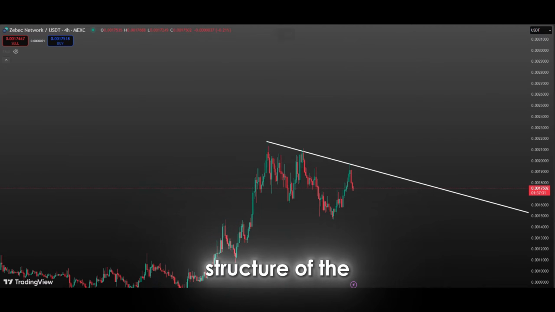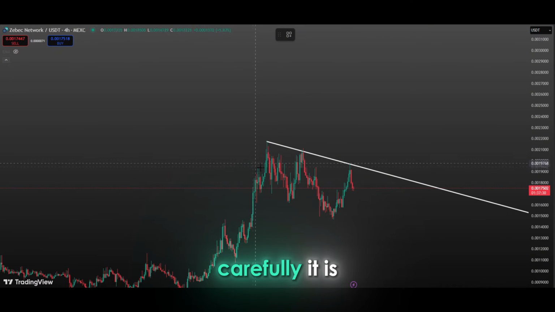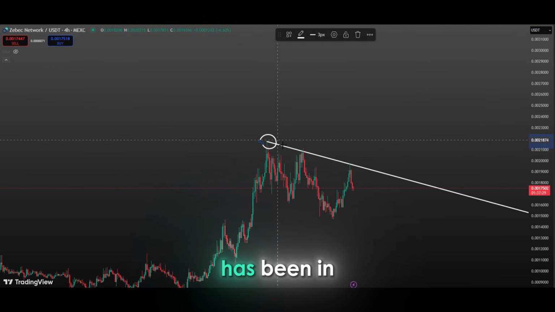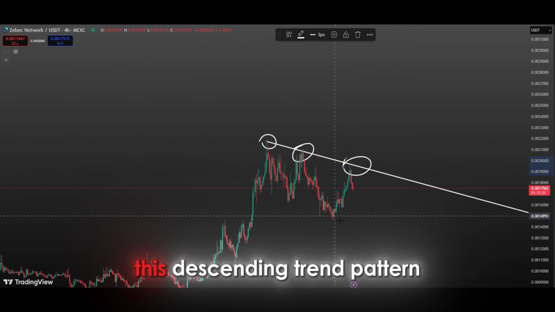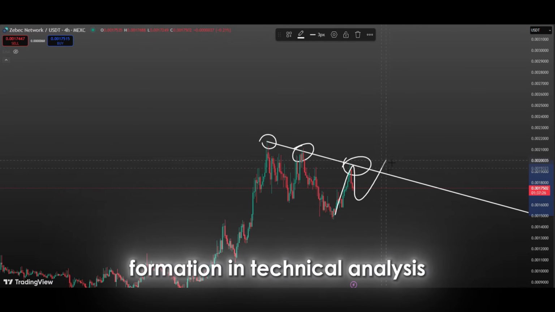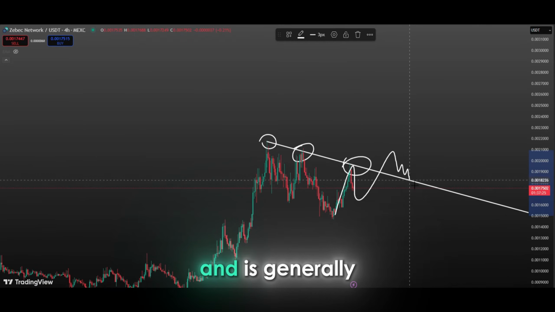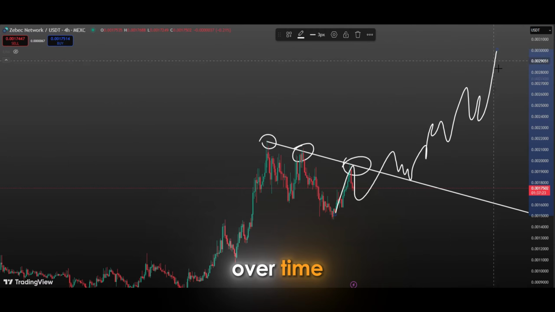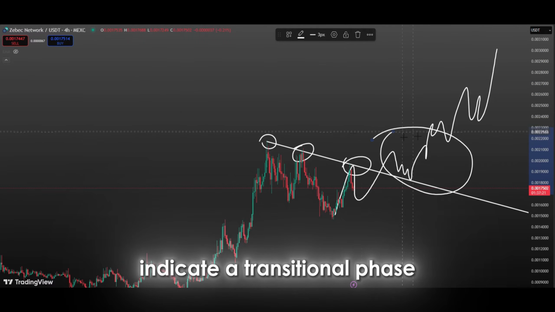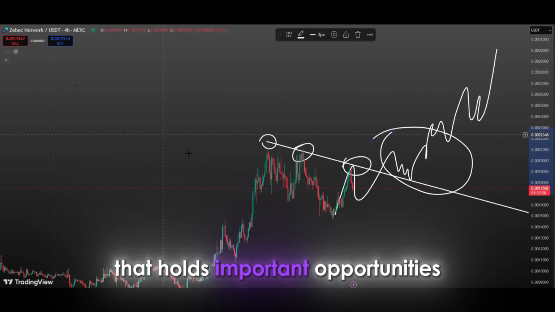When the overall structure of the chart is examined carefully, it is clearly seen that the price has been in a downward trend recently, moving within a bearish trend. This descending trend pattern is a common formation in technical analysis and is generally characterized by the price making lower highs and lower lows over time. While this may appear negative at first glance, it can actually indicate a transitional phase that holds important opportunities.